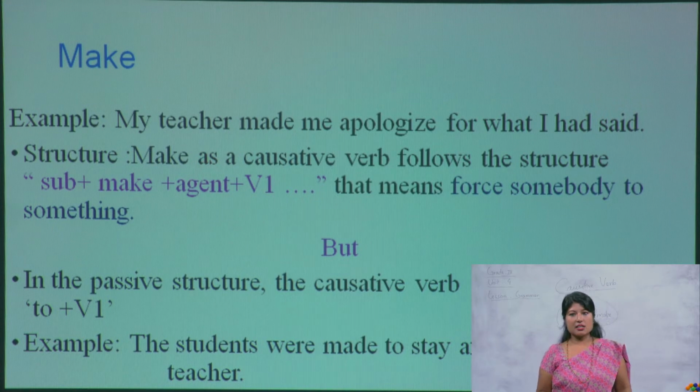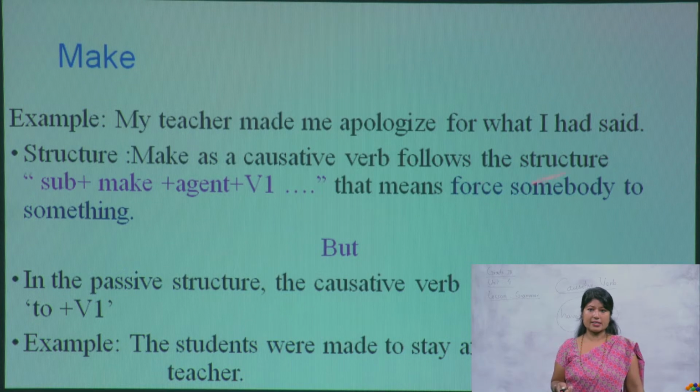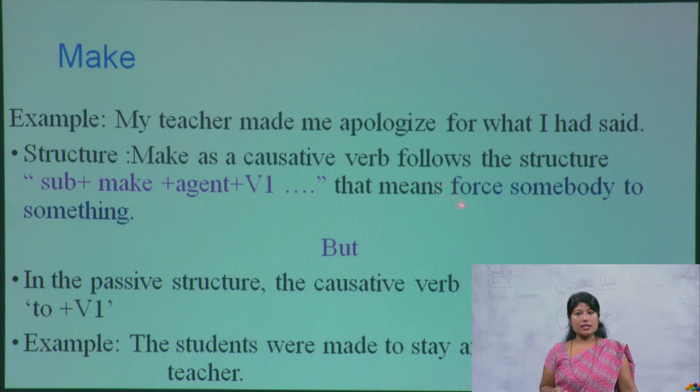Agent means the doer, the one who does the work. And then the base verb, directly the base verb. This is the structure of the example: my teacher made me apologize, and the remaining portion is what I had said. So this structure or this example means to force somebody to do something, by force.